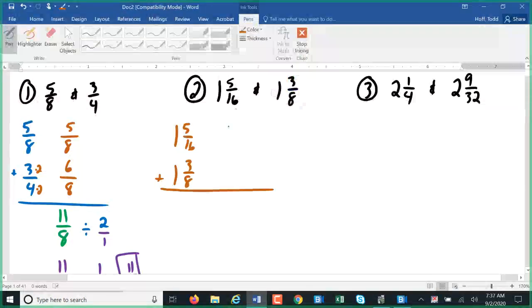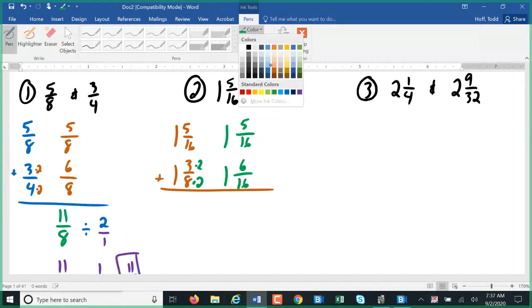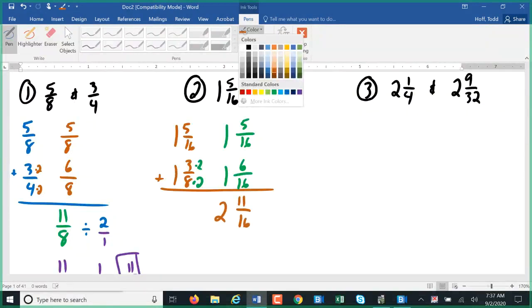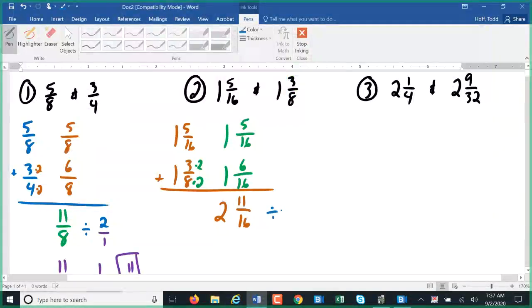Now my common denominator there is going to be the 16. The 5/16 just stays 5/16. For 3/8, it takes 8 times 2 to make 16, so 3 times 2 is 6. We add 5 and 6 makes 11/16. 1 and 1 makes 2. And now again, that has to be divided by 2, and we'll make it 2/1 right away.